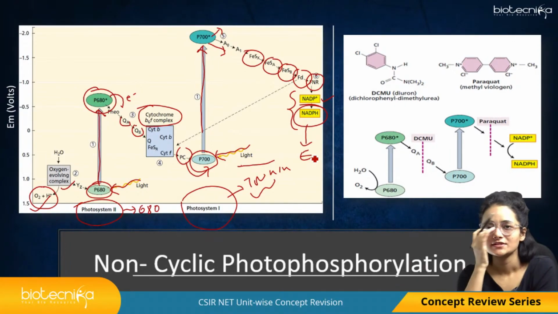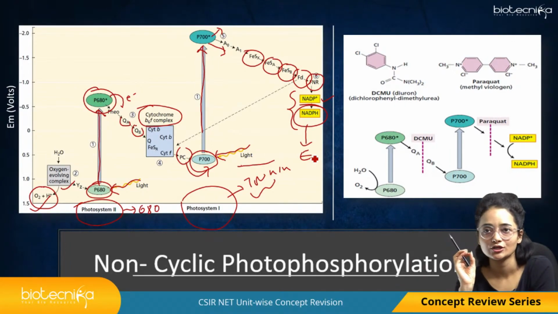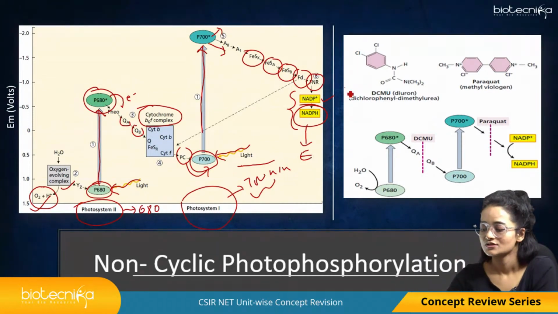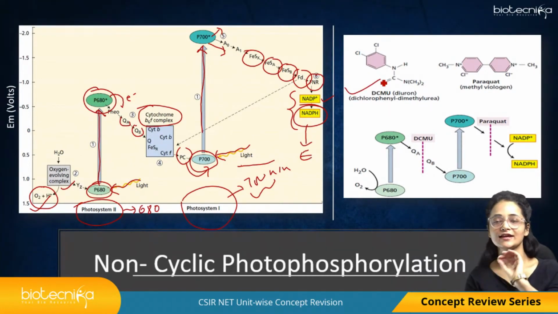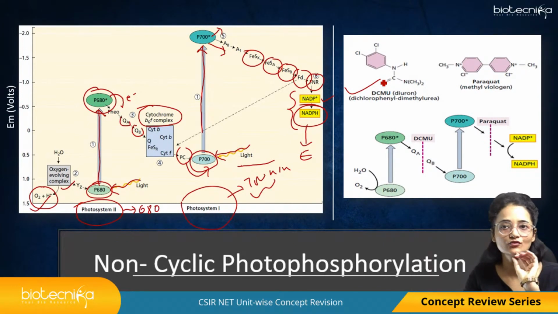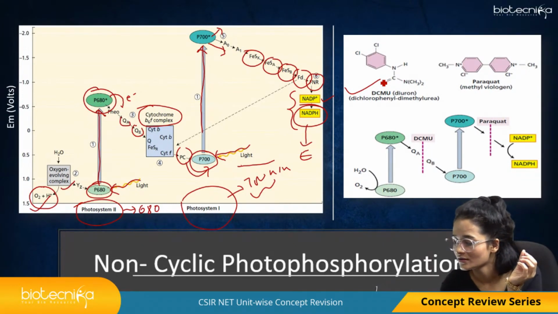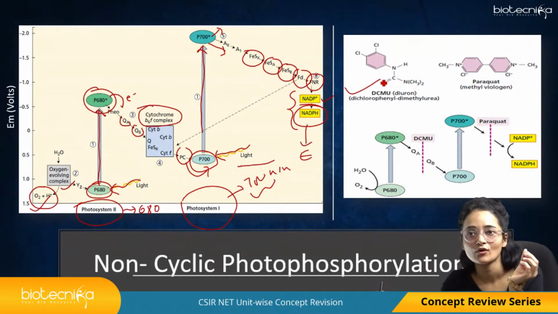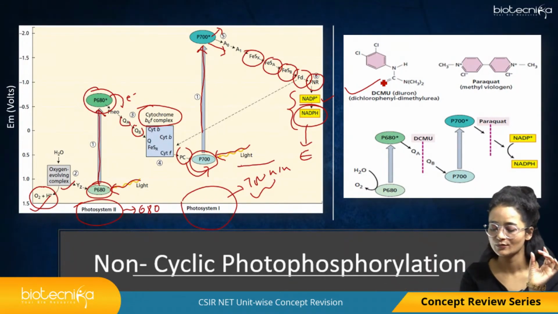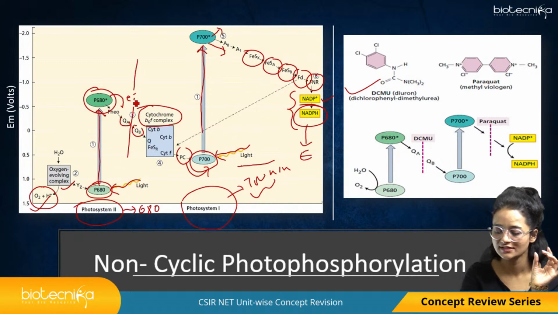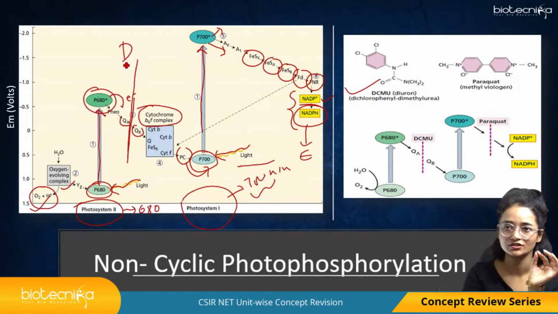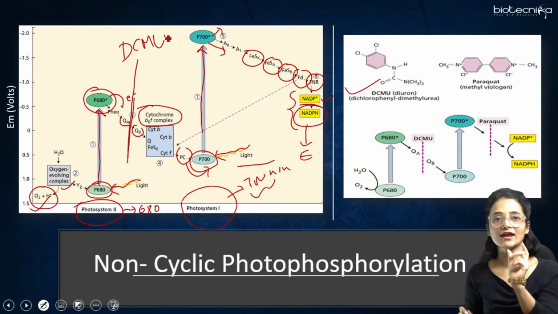Then what happens? There are certain inhibitors which you need to remember, right? So DCMU is one of the inhibitors of this non-cyclic photophosphorylation. This DCMU basically acts upon the QA/QB part. Here the DCMU inhibitor inhibits the non-cyclic photophosphorylation electron transfer. So DCMU acts here in between the QA and QB molecules.